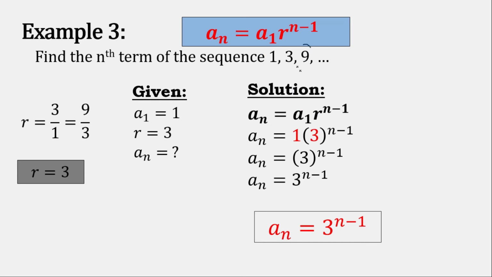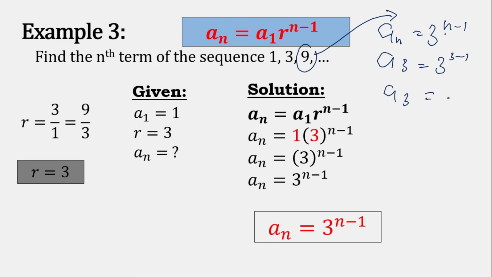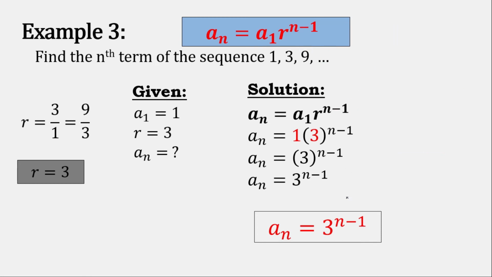And now let's try if it is correct for the third term. That is a sub n is equal to 3 raised to n minus 1. So we are going to get a sub 3. That is 3 raised to 3 minus 1. A sub 3 is equal to 3 raised to 2. A sub 3 is equal to 9. So that is the way on how to check if our formula for the nth term is right. So this is correct.